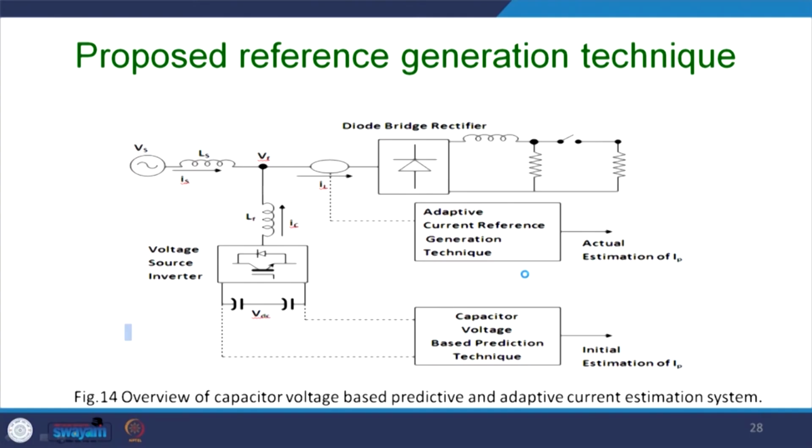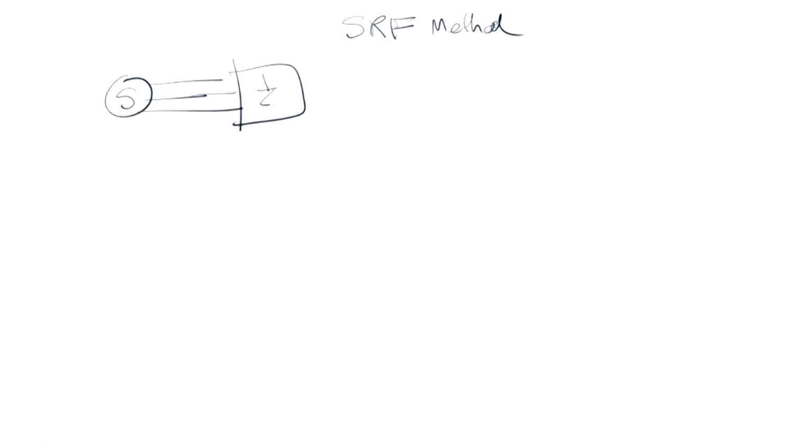Now, we will propose one reference generation technique, as I told you, that will be the ANN based. There is another important method, of course, another important method of the time domain, which is the SRF method. Here, you generally have this sinusoidal waveform, thereafter a system, thereafter you have a diode bridge rectifier, and you get a shunt active power filter. In the SRF method, this is derived from the vector control.